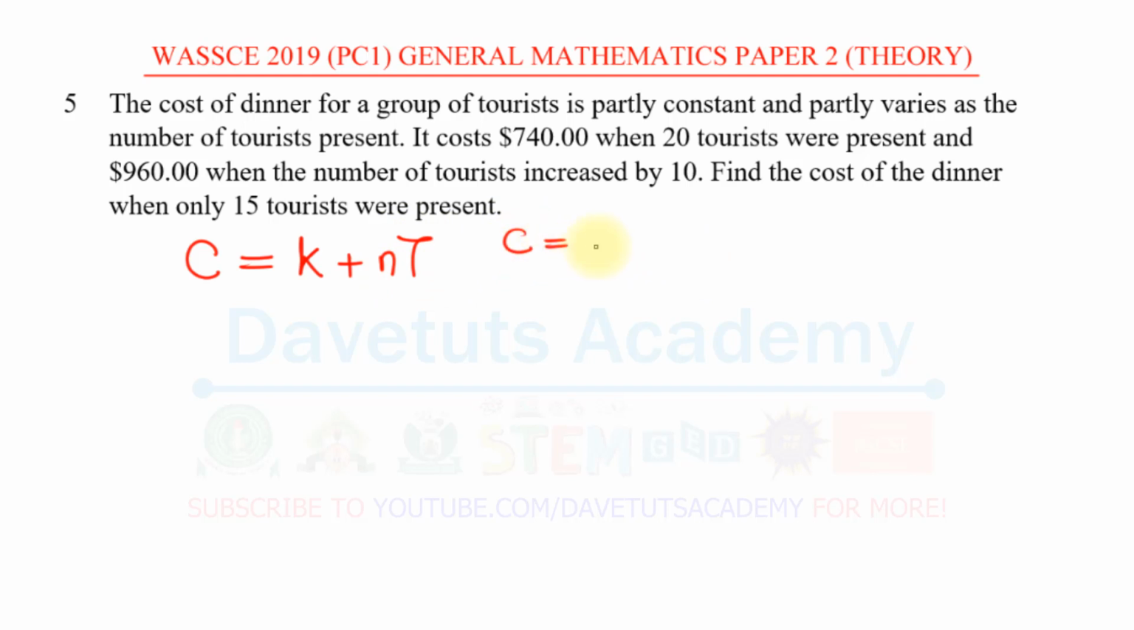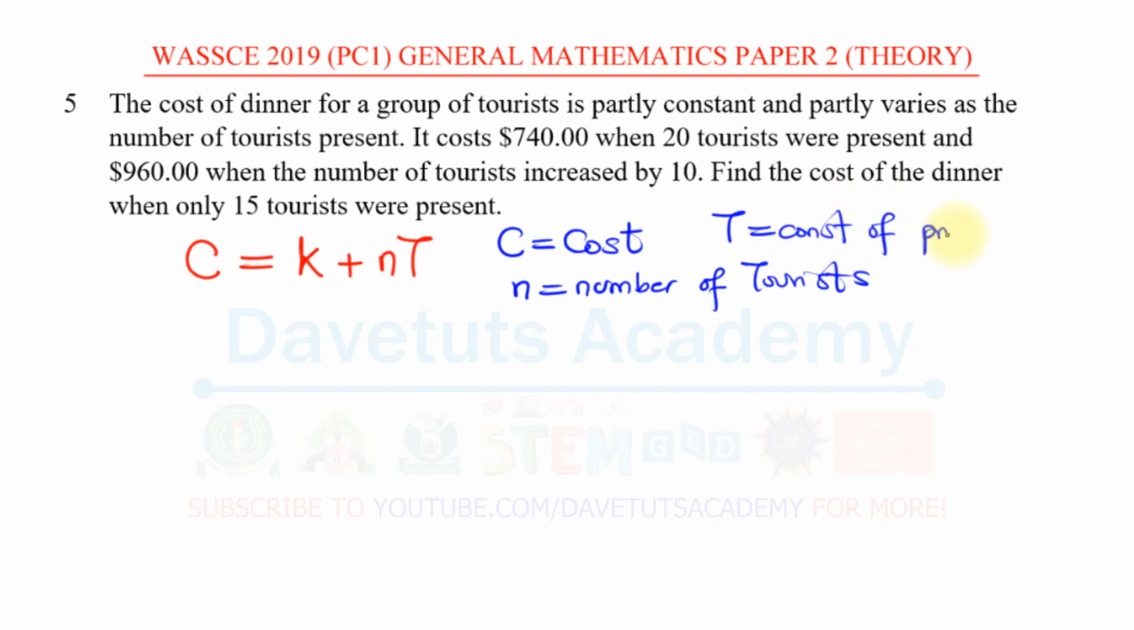Where C is the cost, N is the number of tourists, T is my constant of proportionality, and K is the given constant that we have, that is partly constant, okay? So K is the constant given.